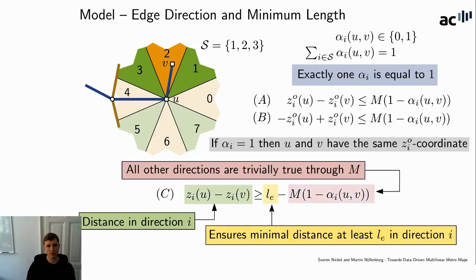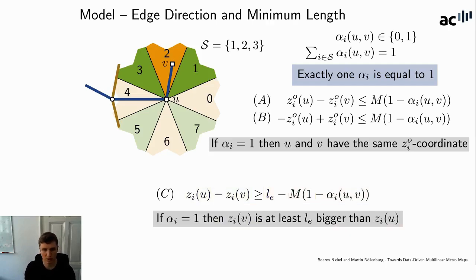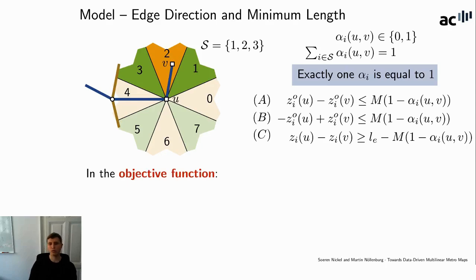And then again, we just have the same thing that we had before, something that makes this constraint trivially true if this alpha is not chosen, and therefore we don't need to consider this constraint. So this constraint says that if alpha i is set to 1, then the zi coordinate of v is at least l_e bigger than the zi coordinate of u, and we have our minimum enforced edge length. How do these things contribute to the objective function?